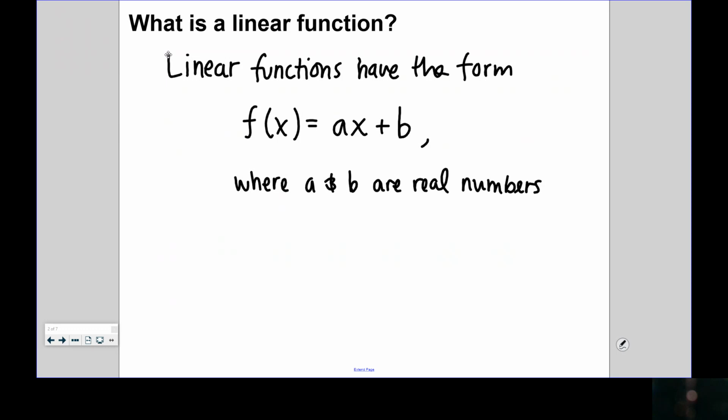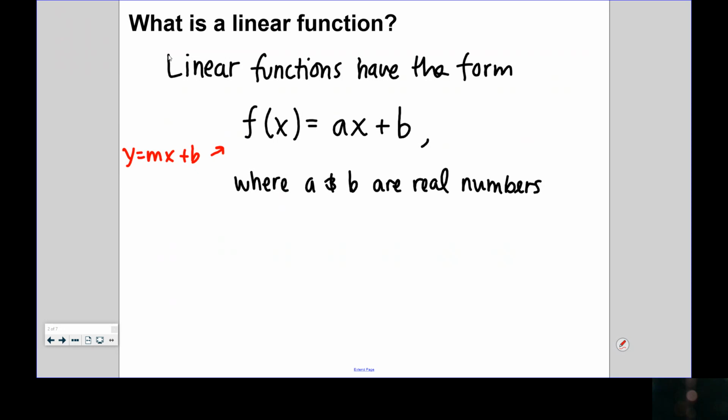So this is really just an alternative way of writing our slope-intercept form y equals mx plus b, same thing. So it's just a more fancy way of writing y equals mx plus b.